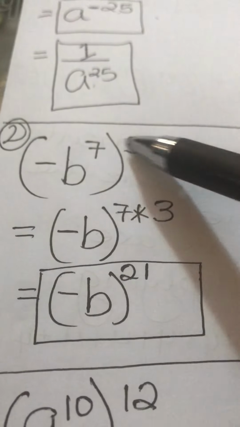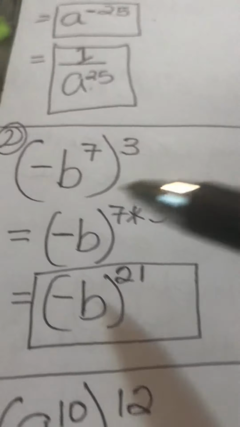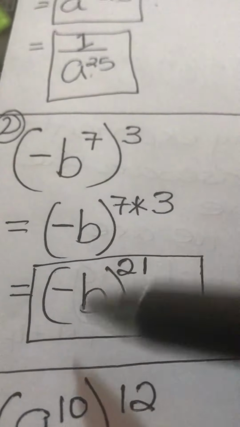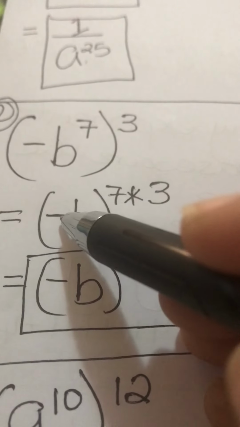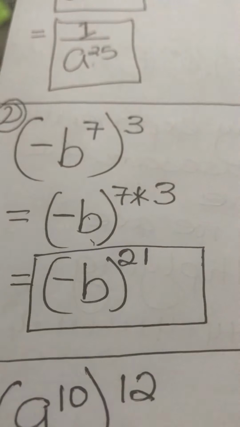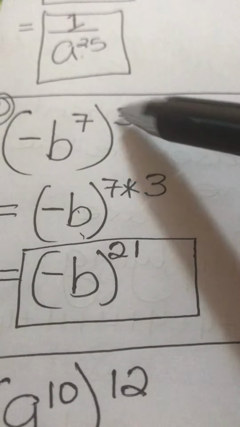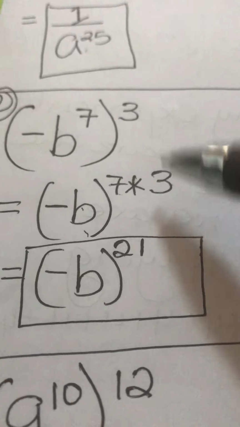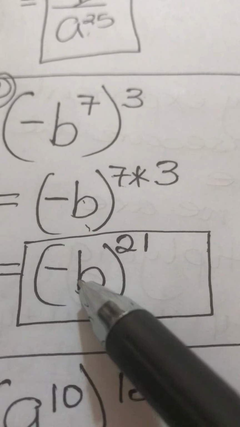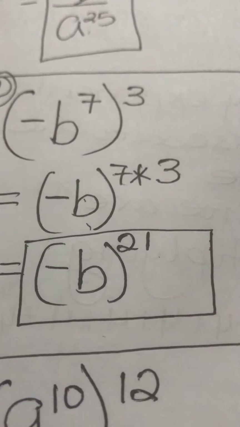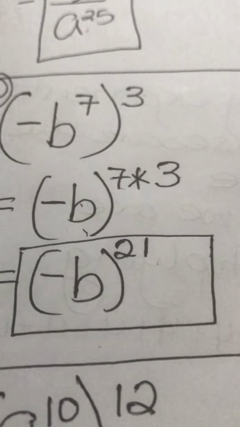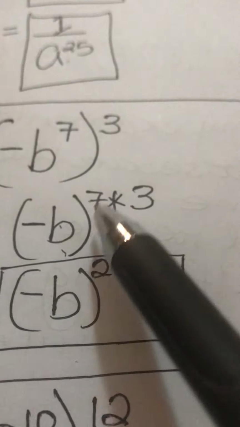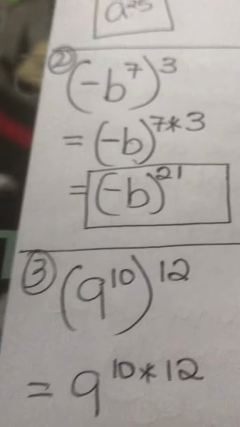So let's look here. Our base is negative, and it is in a bracket. So I'm going to write it in a bracket and bring it down as a negative. My exponents are 7 and 3. I'm going to multiply them. So my answer is negative b in a bracket to the 21st power, because 7 times 3 is 21.